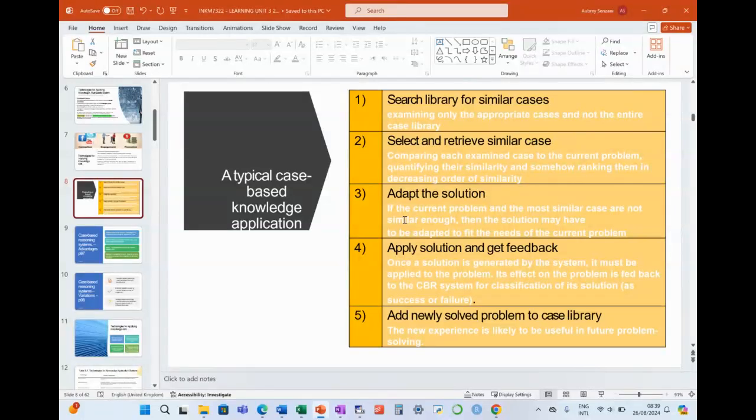But the whole point is that we can't use a one-shoe-fits-all approach. Okay, we have to assess, is this case applicable? If not, can we adapt the solution and apply it to the problem that we are currently facing? If we can't even adapt it, then we throw it out completely. Okay? Apply solution and get feedback.